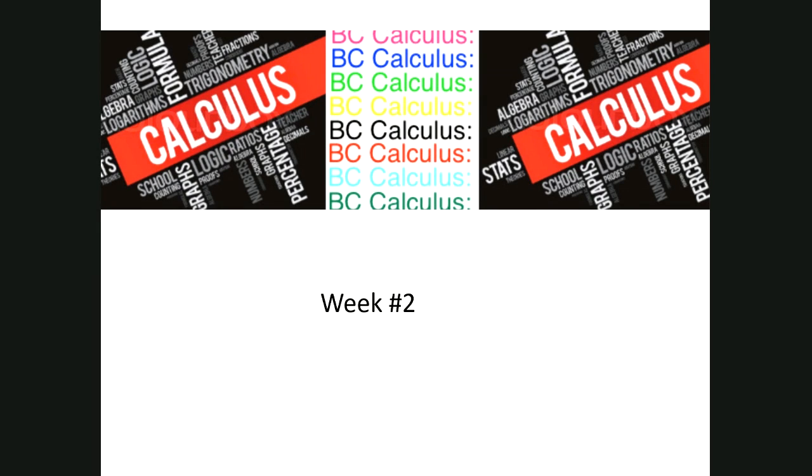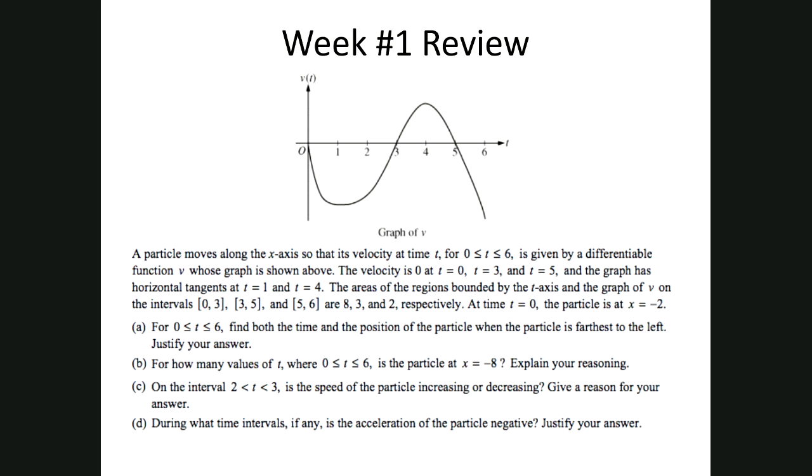The first problem that I have is kind of a review of last week, kind of an AP question. I'm not sure what year this was, but let's see how many of these we can answer. It says a particle moves along the x-axis so that its velocity at time t between 0 and 6 is given by the differentiable function v, whose graph is shown above. The velocity at 0 is 0 at time t is equal to 0, t is equal to 3, and t is equal to 5. And the graph has horizontal tangents at t is equal to 1 and t is equal to 4. The areas of the regions bounded by the t-axis.